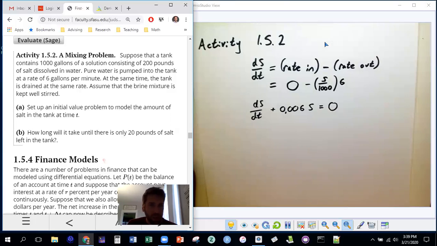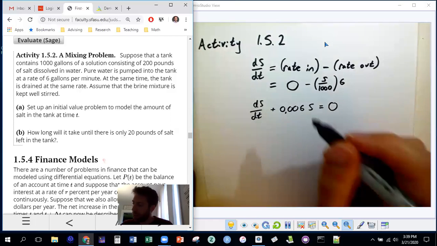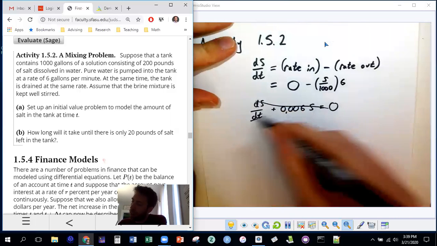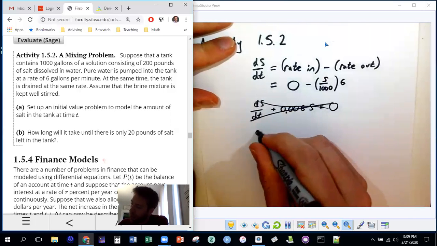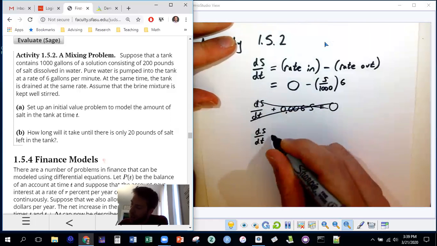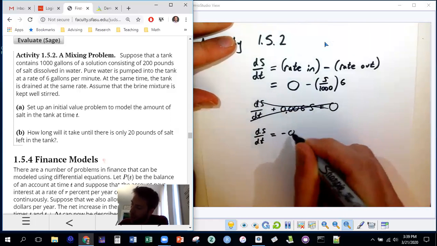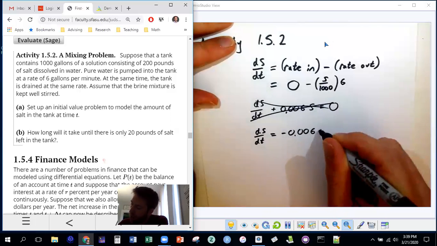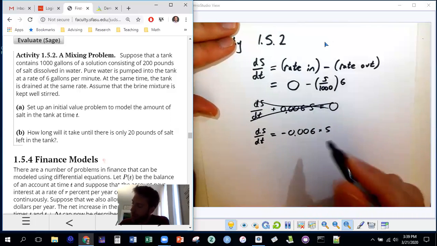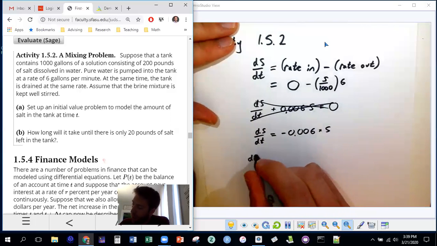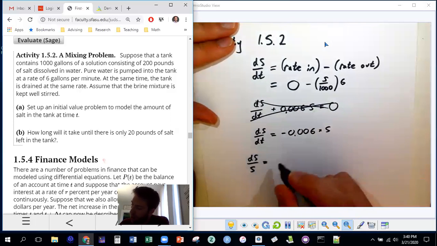This problem is kind of boring for this section. This is separable. So let's separate it. I shouldn't have done that, I should have just separated it. So dS/dt equals negative 0.006 S. Then separating it, you have dS over S equals negative 0.006 dt.